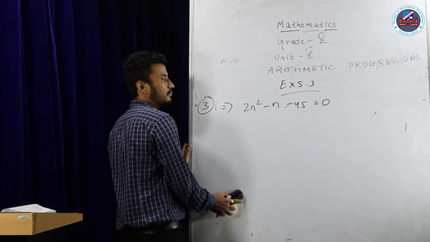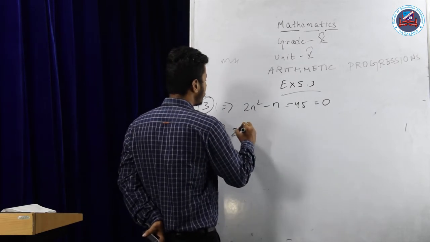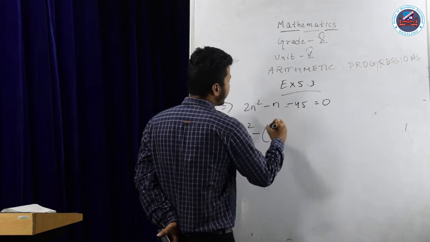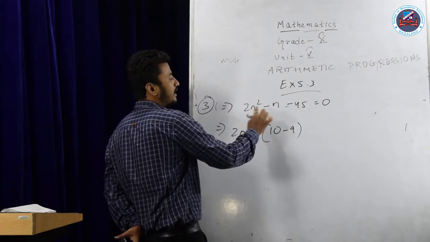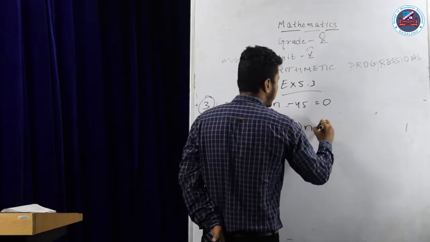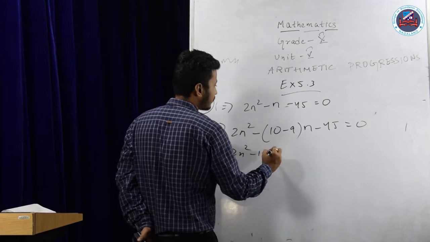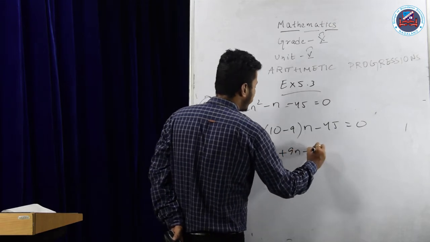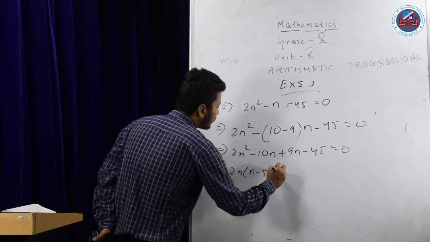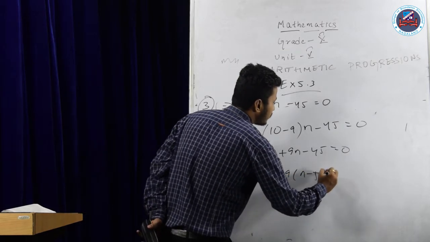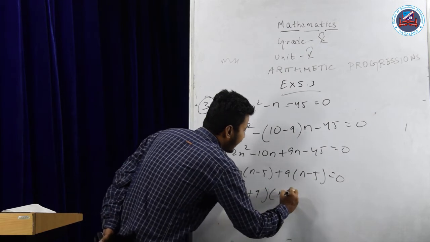Now, how will I proceed? Do you remember middle term factorization? Yes, I am going to do middle term factorization here. So 2n square minus n, how will I get n? I can subtract 10 minus 9, 1. 10 9s are 90, 2 45s are 90. Minus 45 equals to 0. So 2n square minus 10n plus 9n minus 45 equals to 0. 2n into n minus 5 plus 9 into n minus 5 equals to 0. So this becomes 2n plus 9 into n minus 5 equals to 0.